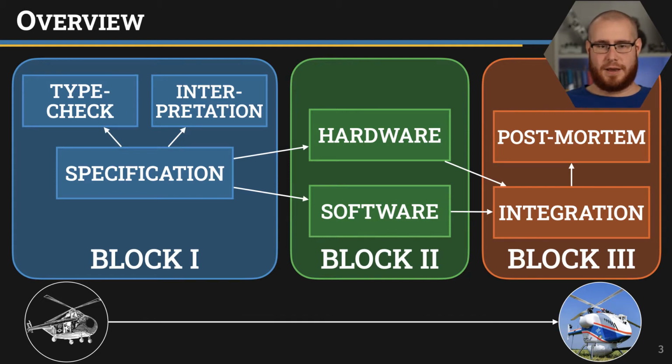In the second block, we will talk about how we can get an executable piece of code or hardware out of the specification. And for this, we will see how to compile the specification into VHDL, so a hardware description language, or into Rust code. And in the last block, we will talk about the integration and postmortem analysis and how monitoring can help there.